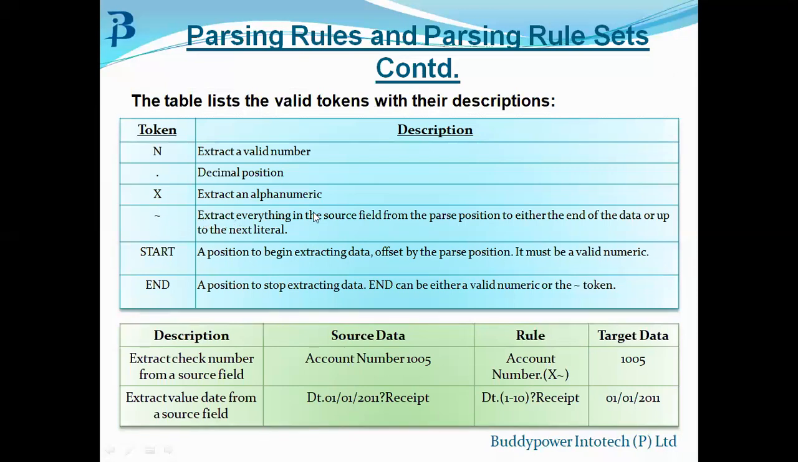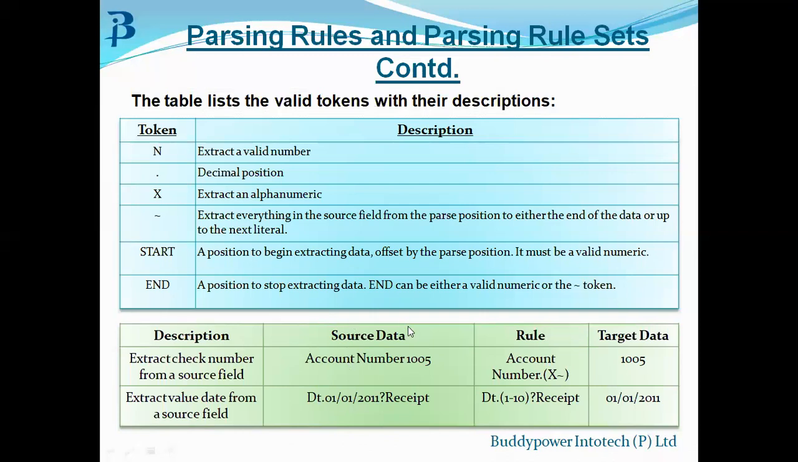So you extract everything in the source field from the parse position to either the end of the data or up to the next literal, right? And this is start. This is basically a position to begin extracting data offset by the parse position. So it must be a valid numeric. So basically these are all technical, ma'am. I just wanted to show how the whole thing works, because they'll definitely ask what a parse rule is.